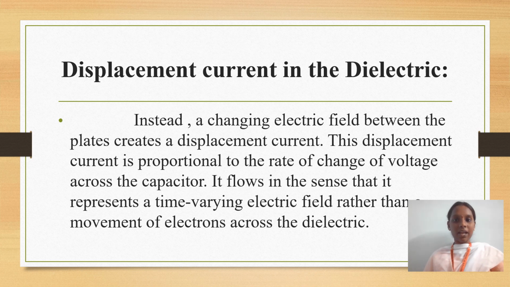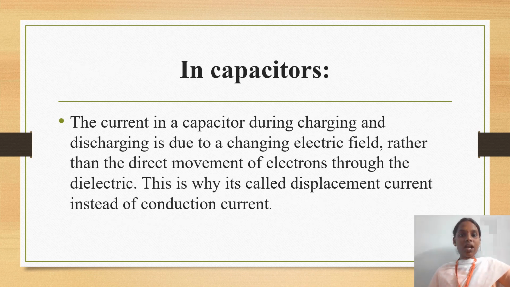Next, displacement current in the dielectric. How is it established? Inside a changing electric field between the plates. A capacitor is made of two plates, and a dielectric medium is present between them. The changing field between the two plates creates a displacement current. This displacement current is proportional to the rate of change of voltage across the capacitor. It flows in the sense that it represents a time varying electric field rather than a movement of electrons across the dielectric.